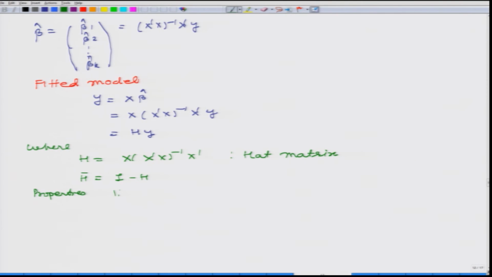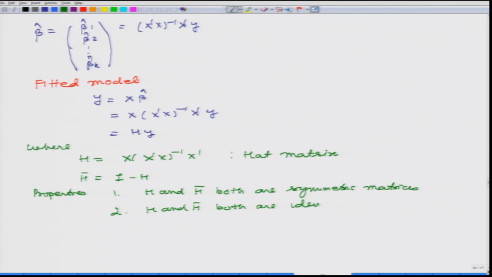First important property is that H and H bar both are symmetric matrices, right. Second important property is that H and H bar both are idempotent. So, that means H into H is equal to H, as well as H bar into H bar is equal to H bar. Third important property that we are going to use is the trace of H.